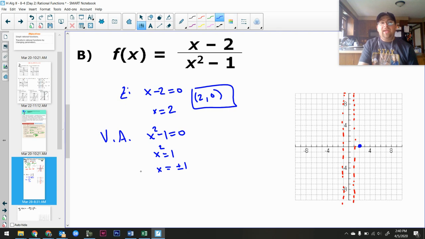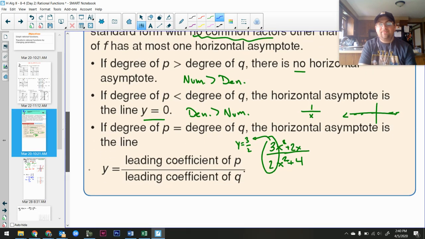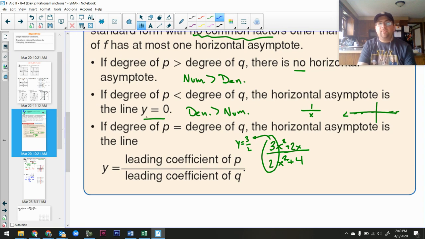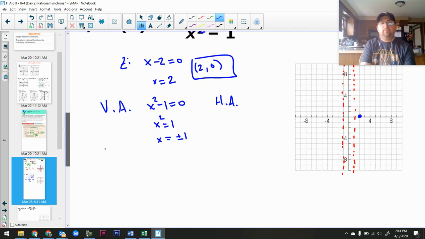All right, now, is there a horizontal asymptote? Well, look at the degrees. The degree on the top is 1. The degree on the bottom is 2. It's bottom heavy. The degree on the bottom is bigger than the degree on the top. So what does that mean? That means that it's at y equals 0. The horizontal asymptote is y equals 0. So I'll make that purple.